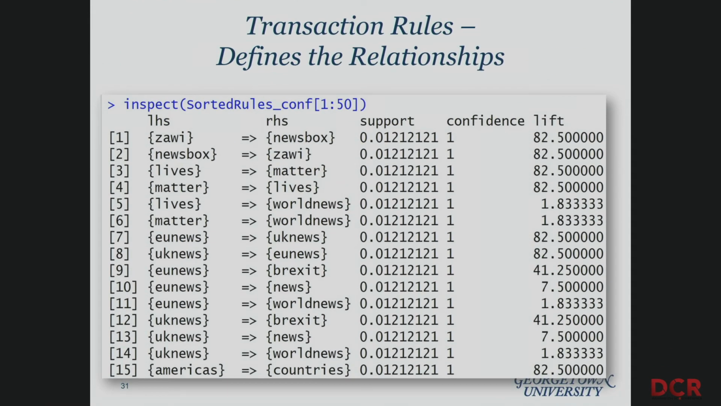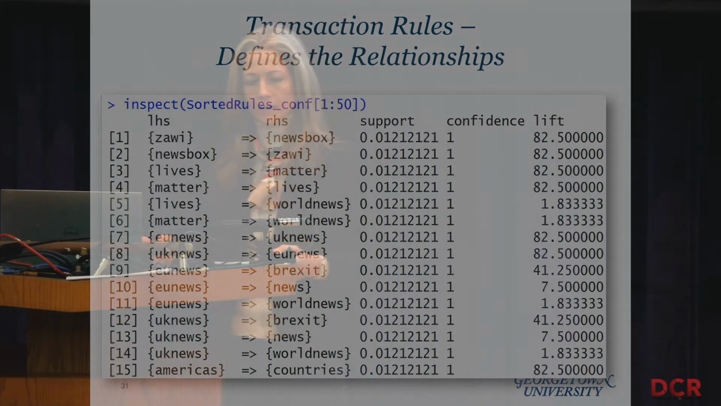Here's what we're trying to get to. So all that stuff, everything I just covered, that was a little bit of a review of last year. Here's what we're trying to get to. Because what we want to have is a relationship between words. We want to see that lives and world news are related to each other. We want to see that lives matter are related to each other, things like this.